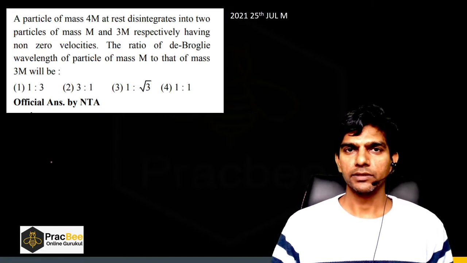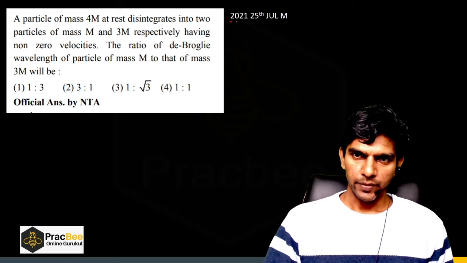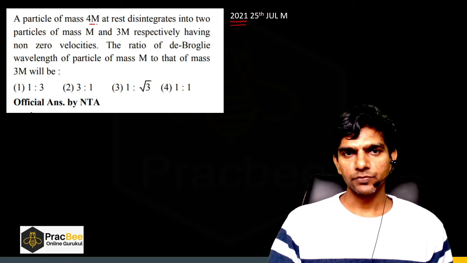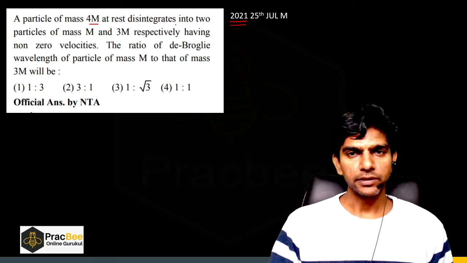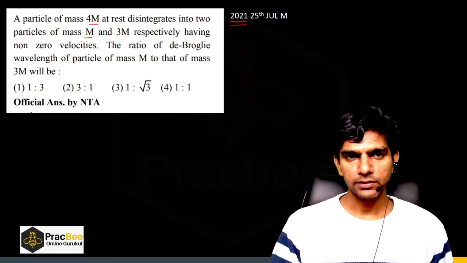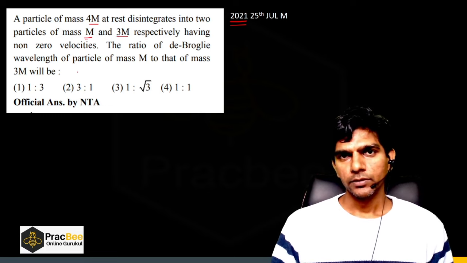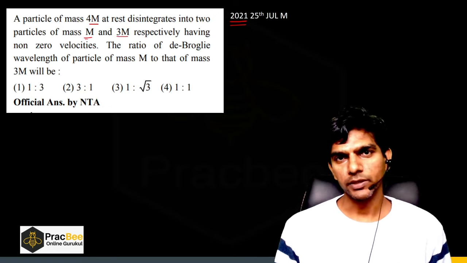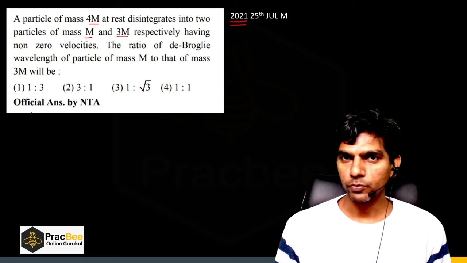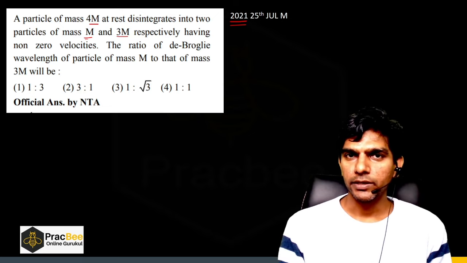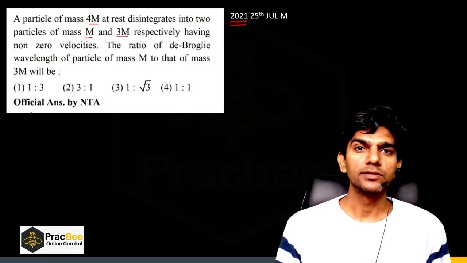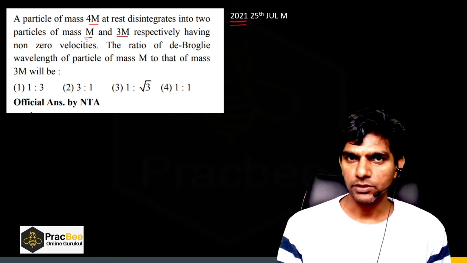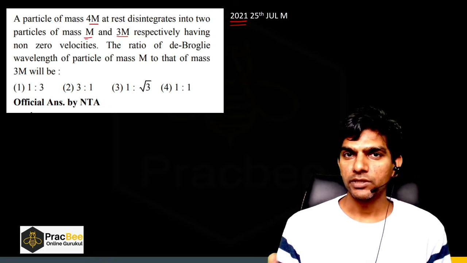Right, now let us see another question. It came in 2021. A particle of mass 4m at rest disintegrates into two particles of mass m and 3m. So in the collision chapter or conservation of momentum, you must have studied if we have a single mass, it splits up into two particles. In that case, these particles will move in the opposite direction to conserve the momentum. So initial momentum is 0. So momentum after collision has to be 0.